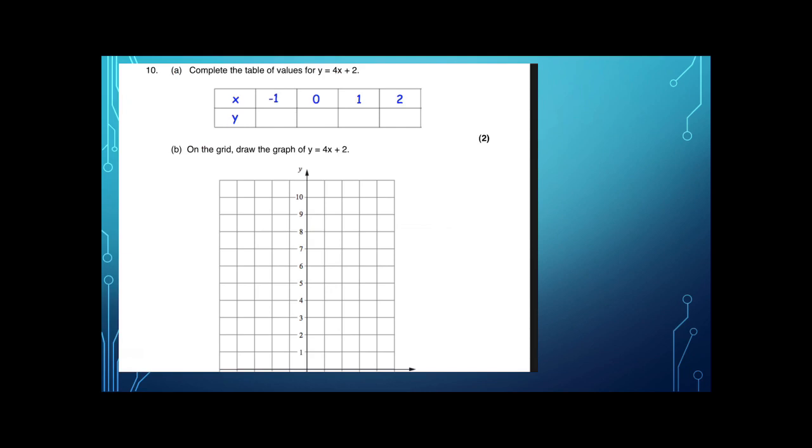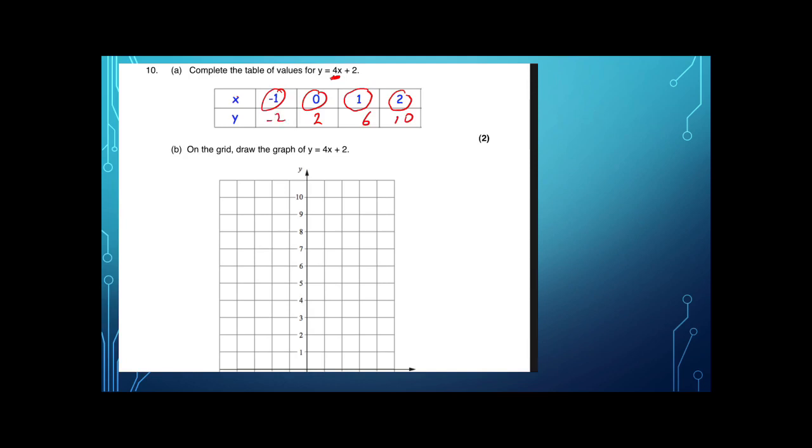Y is equal to 4x plus 2. Okay, so we've got some values for x. I'm going to choose this one first. X is equal to 1, so 4 times 1 is 4, add 2 is 6. When x is 2, 4 times 2 is 8, add 2 is 10. When x is 0, 4 times 0 is 0, add 2 is 2. When x is negative 1, 4 times negative 1 is negative 4, add 2 is negative 2.